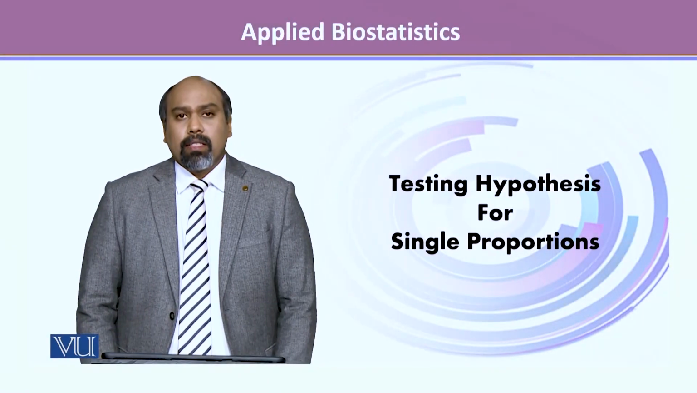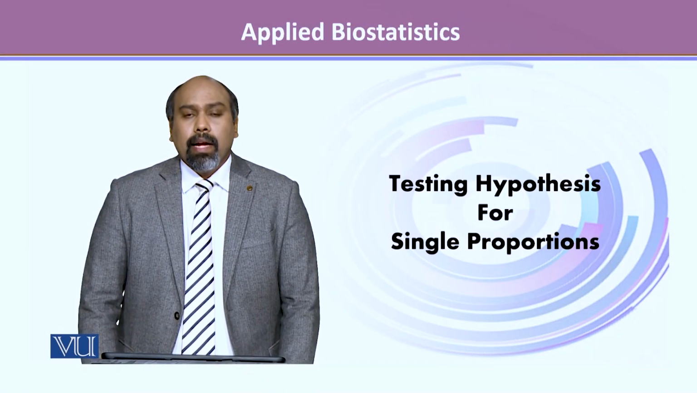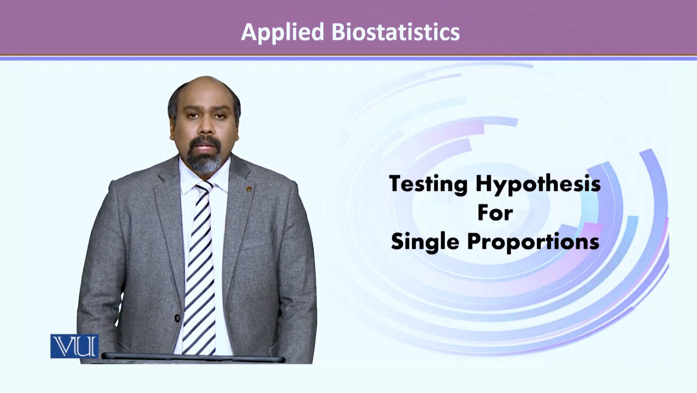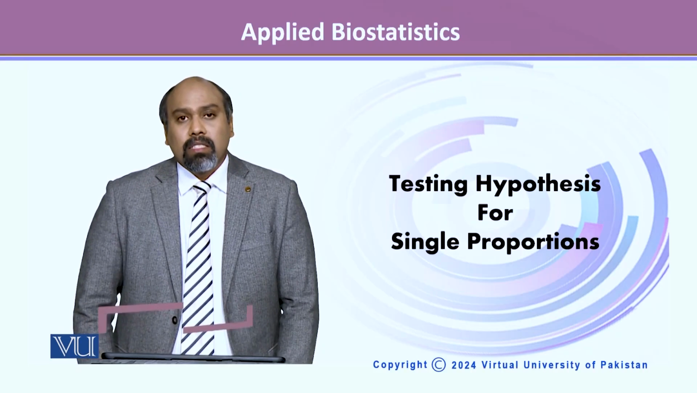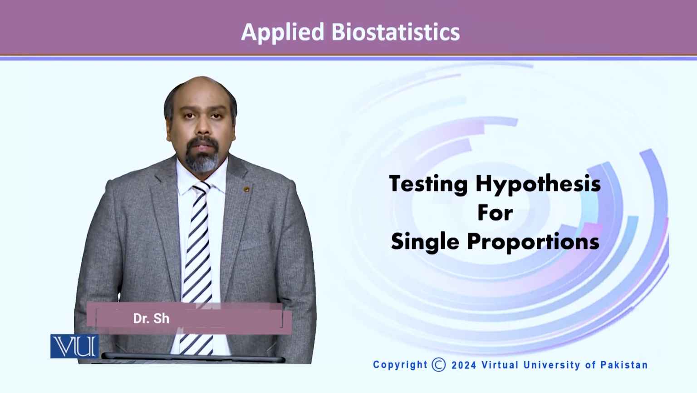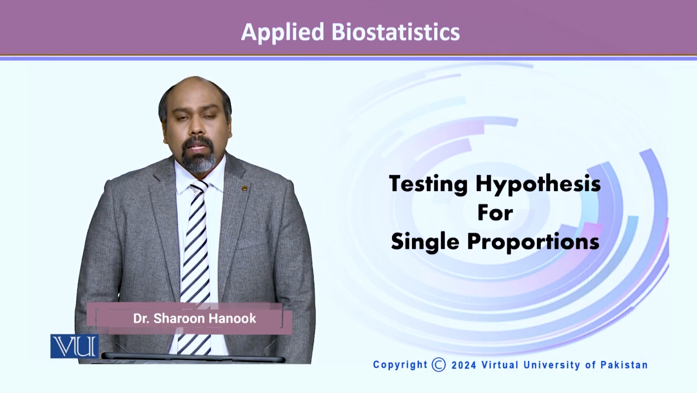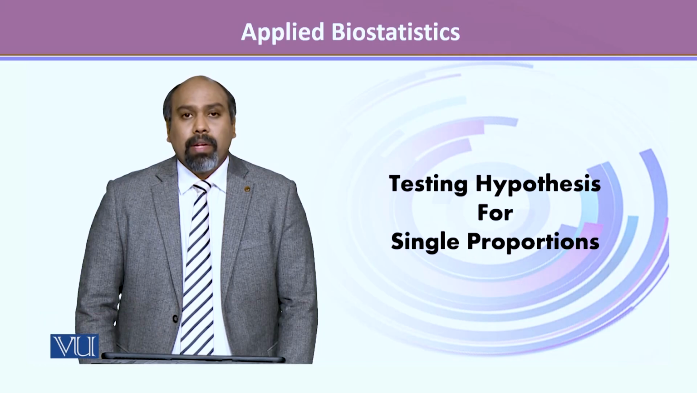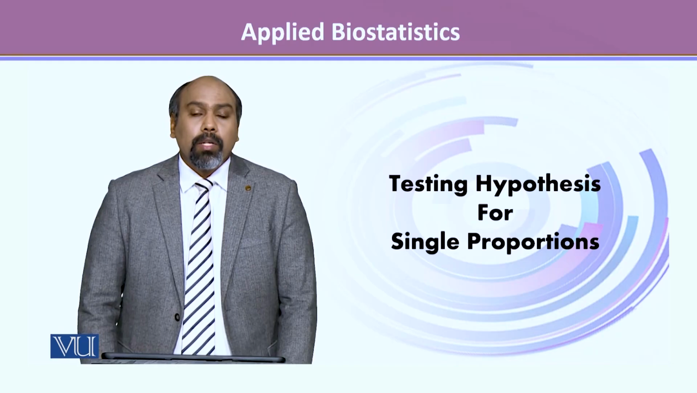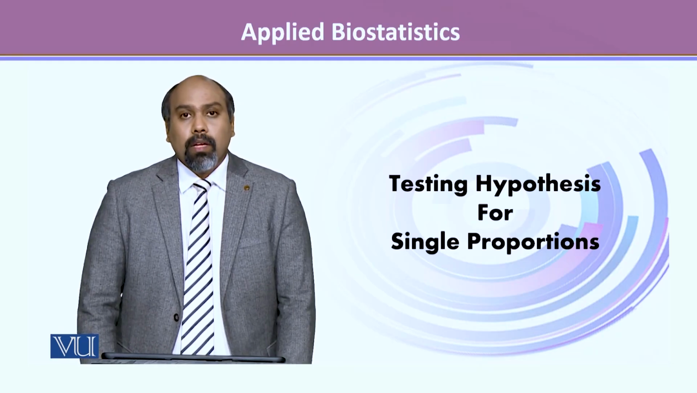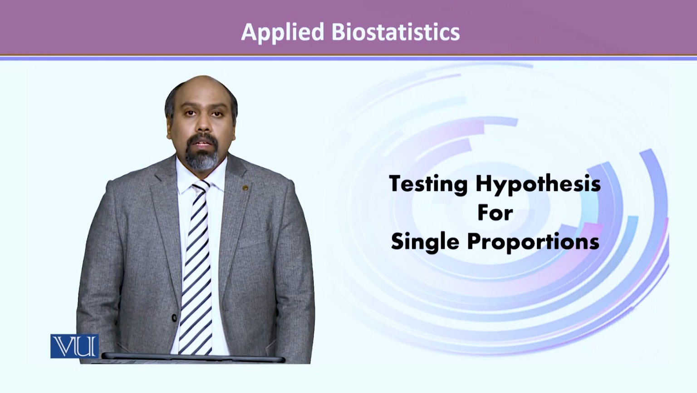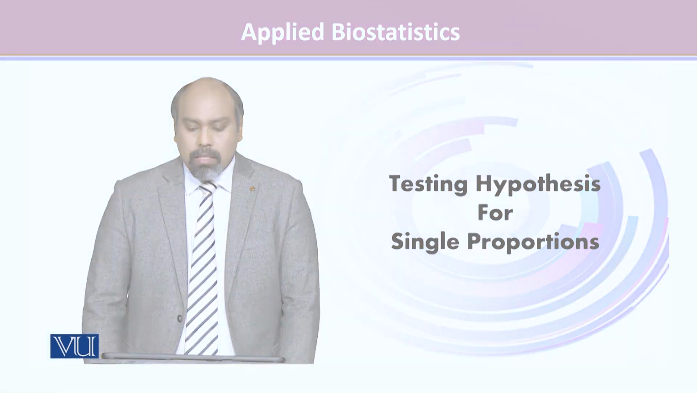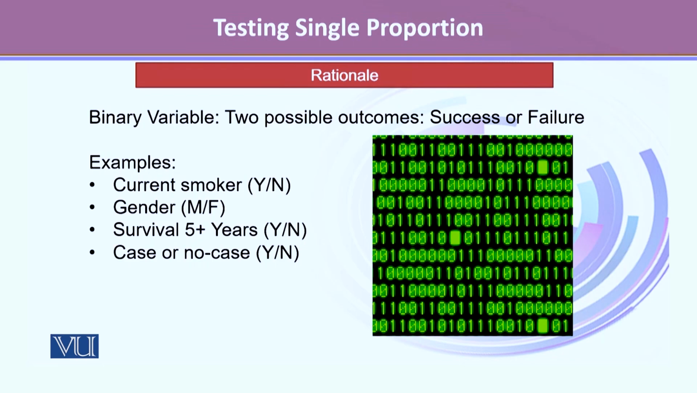We are not always looking at continuous variables, and making the comparison of whether the mean or means are statistically different from each other or from some specified value. Sometimes our interest is to look at a categorical variable, where it could be a binary response or a multinomial response. In this module, we will learn testing of hypothesis of a single proportion, where our interest is in looking at the binary variable.